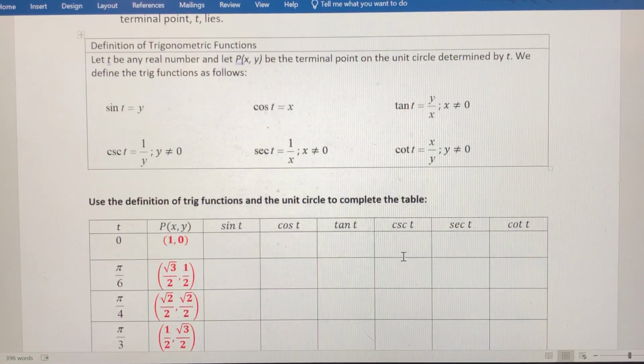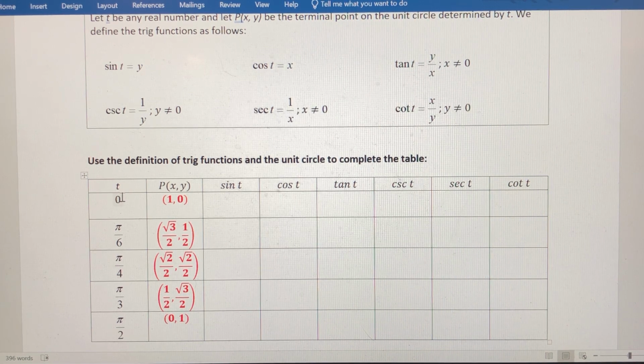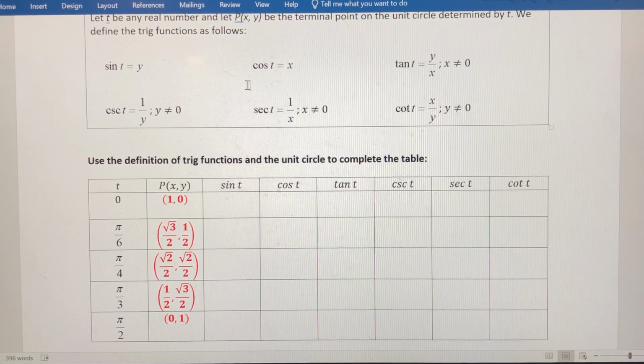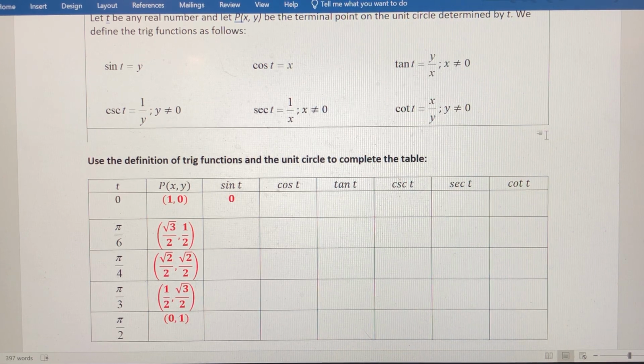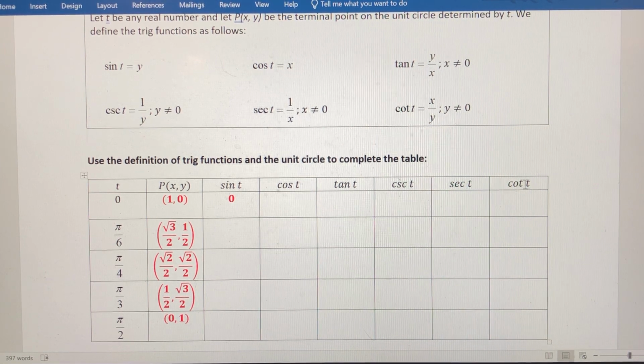So let's complete this table first. It's going to help us out. And I've already given you the terminal point. We've done this in a previous video and a previous set of notes. So if t equals 0, the terminal point was at 1, 0. So x is 1 and y is 0. Remember, the sine is the y-coordinate, so the sine of 0 is 0. And you can verify that using a calculator anytime you want to. Cosine is the x-coordinate, so 1.